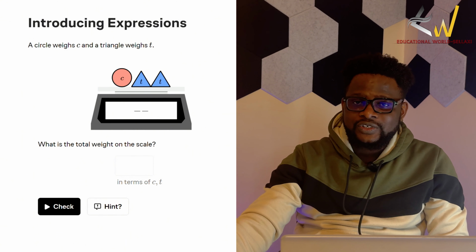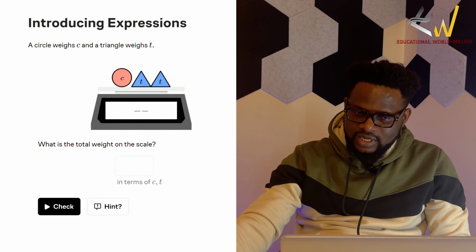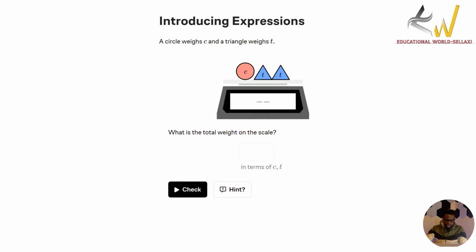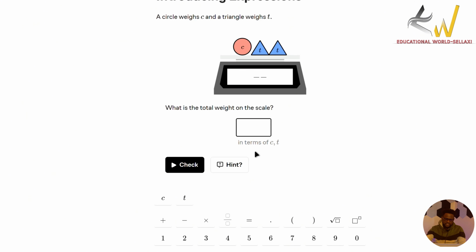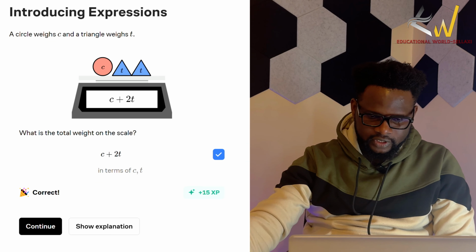So introducing expressions. A circle weighs C and a triangle weighs T. As you can see, we have one circle and two triangles on this scale. So what is the total weight on the scale? We are going to express them in terms of C and T. It's going to be C plus 2T. Exactly. So let's check for the correctness of the answer. That's correct. Let's continue.